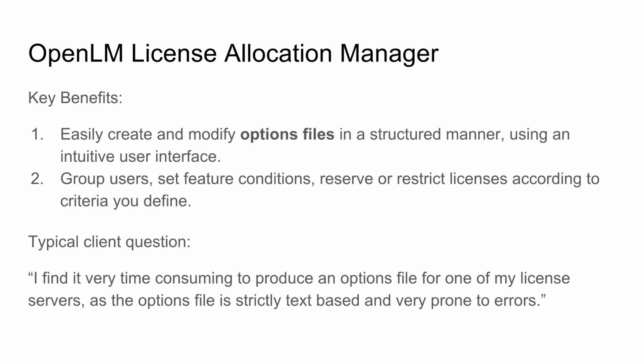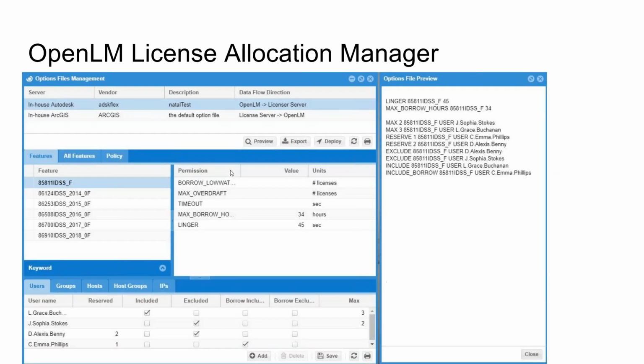So the OpenLM License Allocation Manager allows you to do just that, but without doing it in a text form. You just go on to an interface, as you see here. You just select your user, you select your group, your IP, everything, and you can select to reserve or include or exclude the user, the group, whatever you choose. And the resulting options file you can see on the right here.